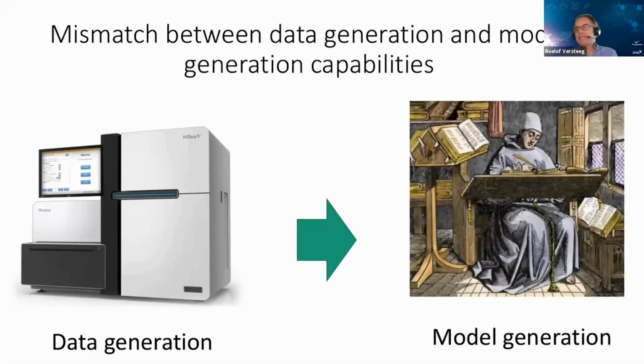I made this figure for a previous presentation, and I really like this slide. On one hand, we have an Illumina sequencer. And on the right hand, we have a monk from the Middle Ages. There's a mismatch between data generation and model generation capabilities. And any resemblance to an actual modeler is purely coincidental. So you see model generation very slowly taking its time, and at the same time, this machine is spitting out data. That's one of the big challenges.